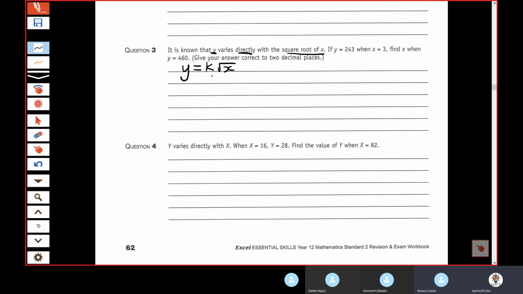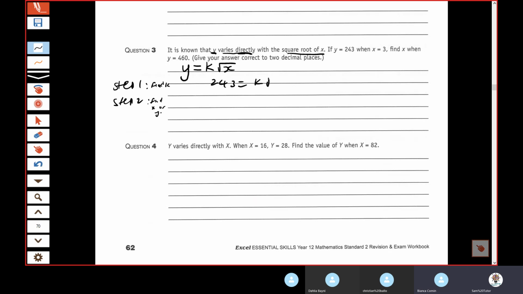Square root x. If you don't write k, it can't be right because you don't know how it is. You don't know if it's twice, 3 times. You just know that it varies. Something. We don't know how it varies. Yeah. Perfect. Okay. Done. And then if y is this, what's step 1? Don't forget, step 1, step 2. Step 1, find k, and find x or y. So you haven't found k yet. So now that we've got our equation, step 1, y is 243.